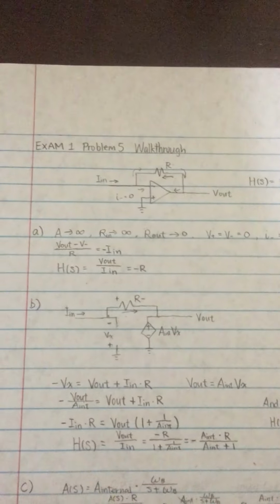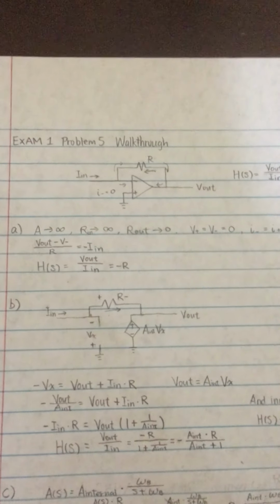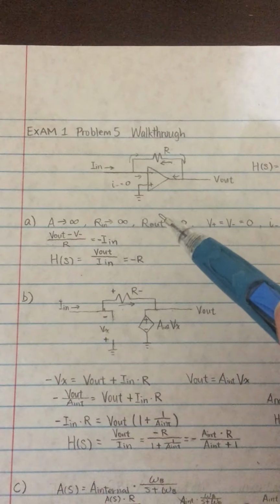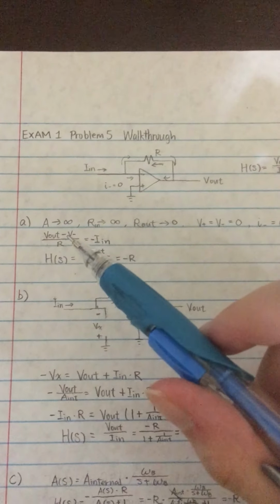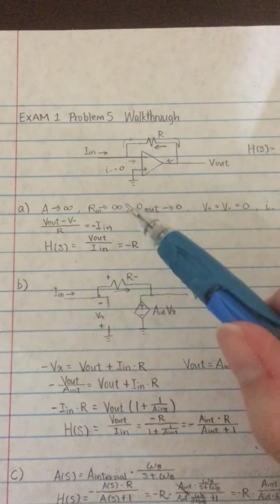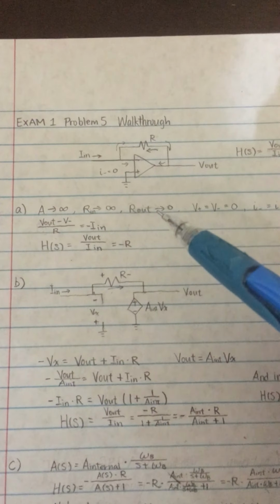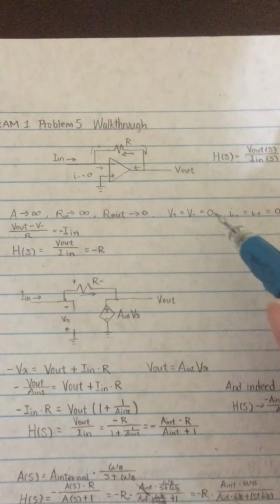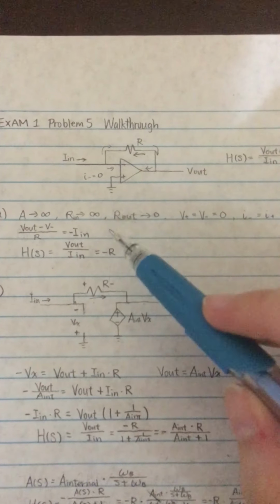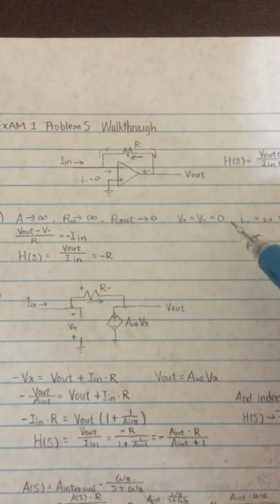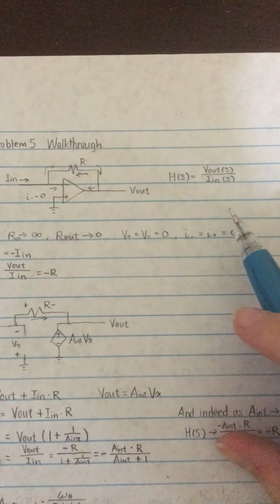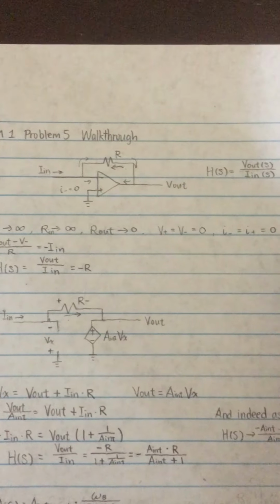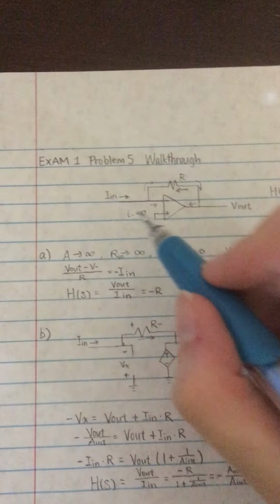For part A of the problem, we are asked to determine the transfer function if the op-amp is ideal. So we first list a few characteristics of an ideal op-amp. Gain goes to infinity, input resistance goes to infinity, output resistance goes to 0, and we also have the property that V plus equals V minus. Since V plus is grounded, we also know that V minus is equal to 0. And also the property that I in and I plus should be 0, so no current goes into the op-amp.